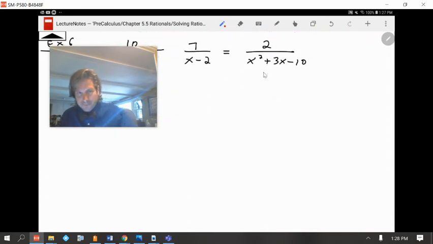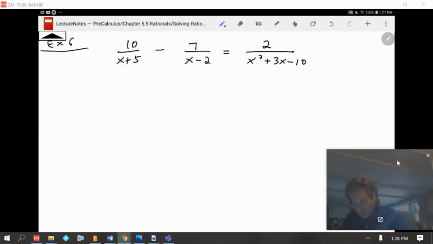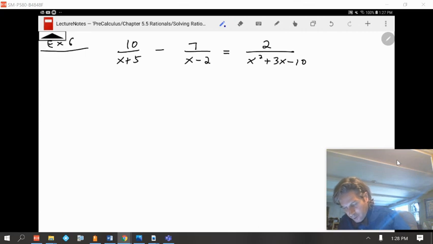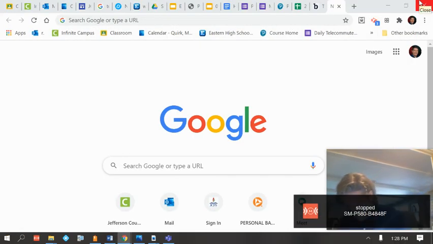Okay, it's 128. Notice this problem. The numbers are not so bad, but what is true about it is, of course, the second half, the right half factors, right? The right half factors into x plus 5 and x minus 2.